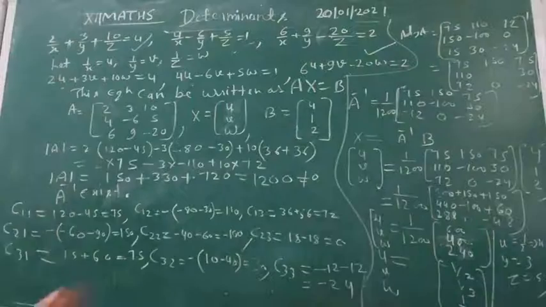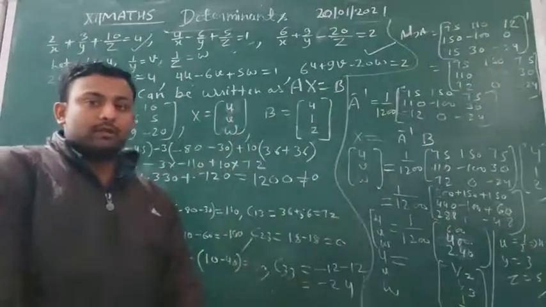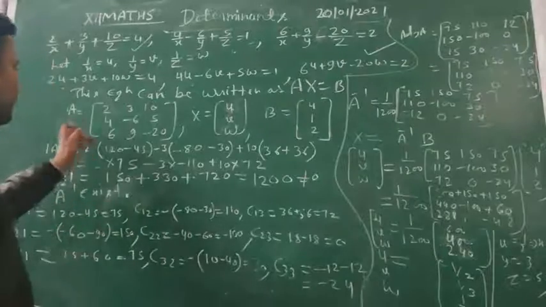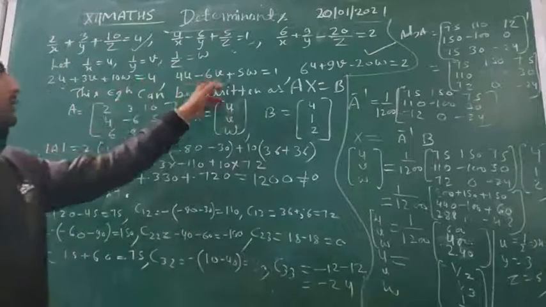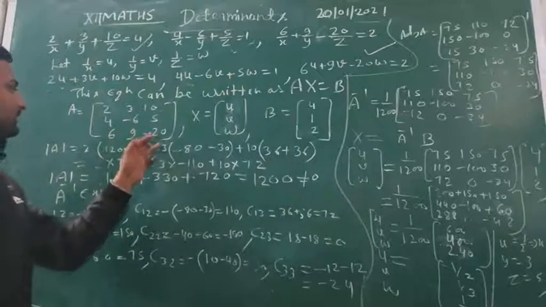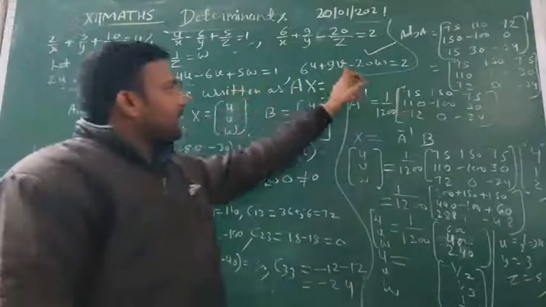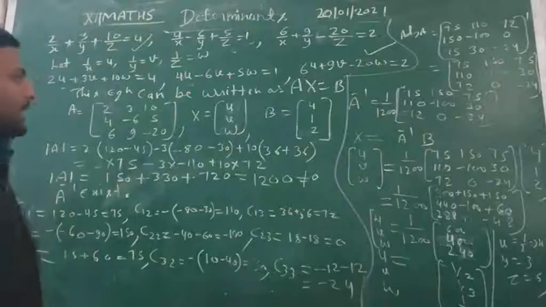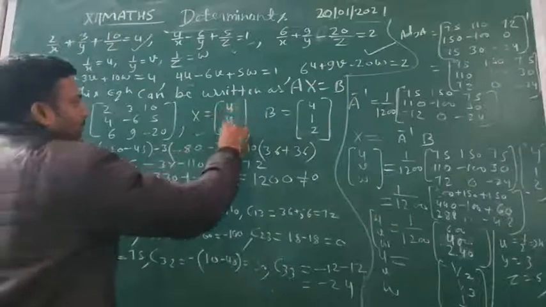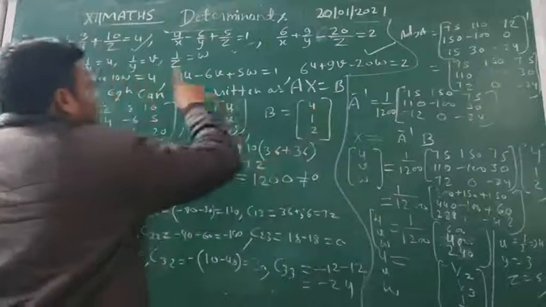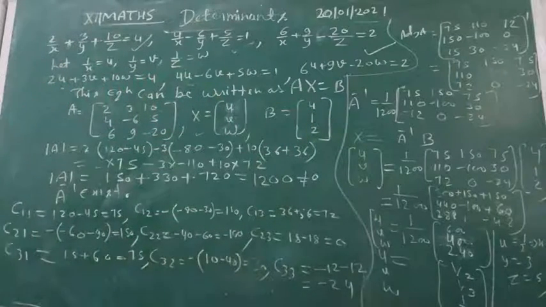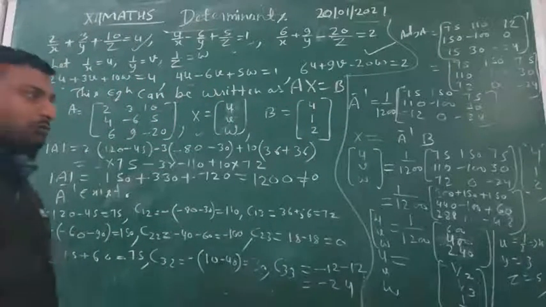Now this system of equations can be written in the form AX = B. So A is the matrix [2, 3, 10; 4, -6, 5; 6, 9, -20], our X is [u, v, w], which is the variable, and B is [4, 1, 2], which is the right hand side. So we have to use the matrix method.